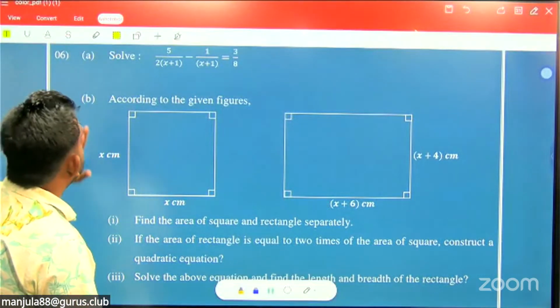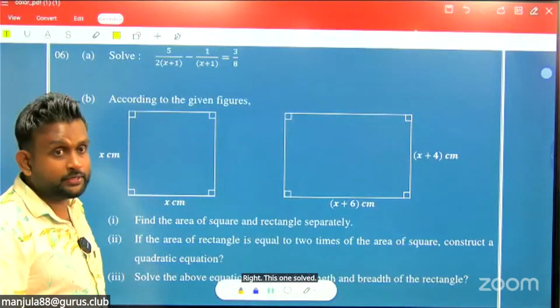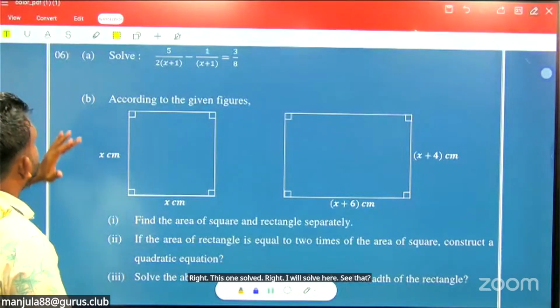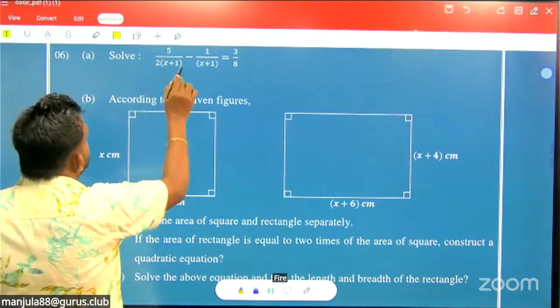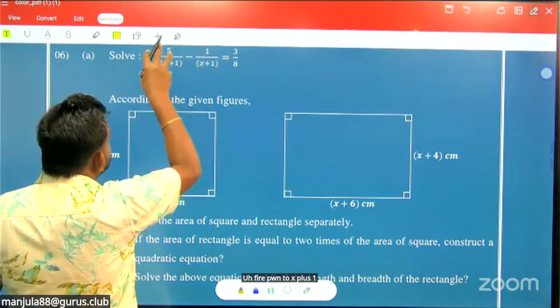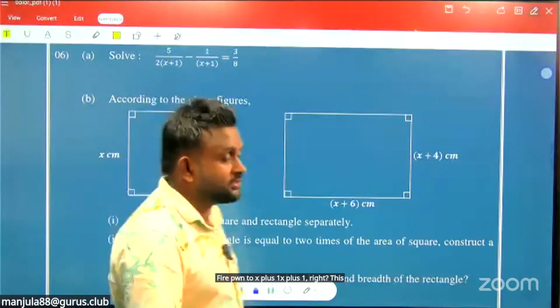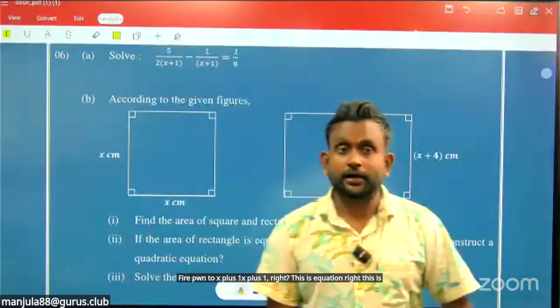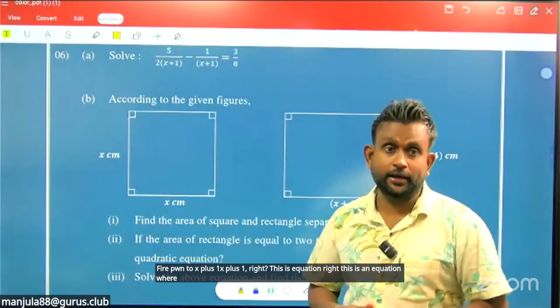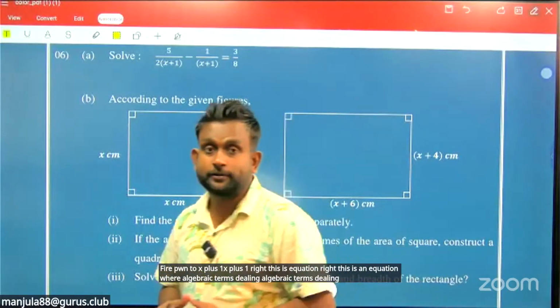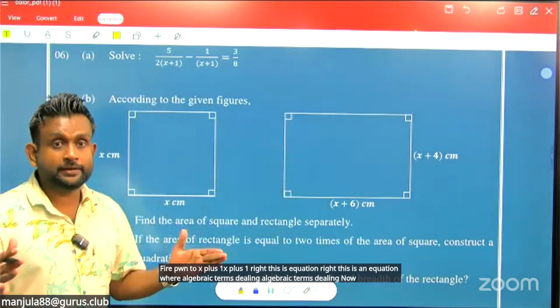Right. This one, solve. Right. I will solve here. See that. 5 upon 2x, 2 into x plus 1, x plus 1. Right. This is an equation where algebraic terms are dealing. Now check how to solve that.